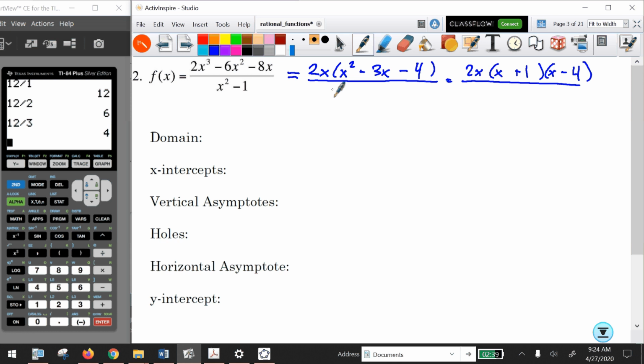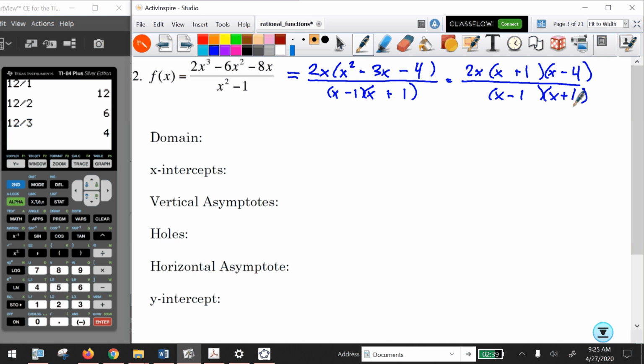Our denominator, that is a classic difference of 2 squares. x times x is x squared, and if we make a negative 1 and a positive 1, we'll end up with a negative 1 there. And the middle terms will cancel out, and that's why there's no x term in the middle there. All right, so our rational function is completely factored, both the numerator and the denominator, we'd start thinking about where the domain restrictions are, what the x-intercepts, vertical asymptotes, and holes are.